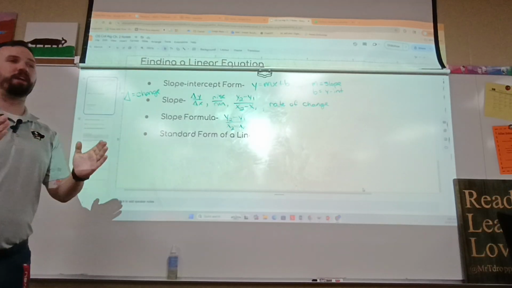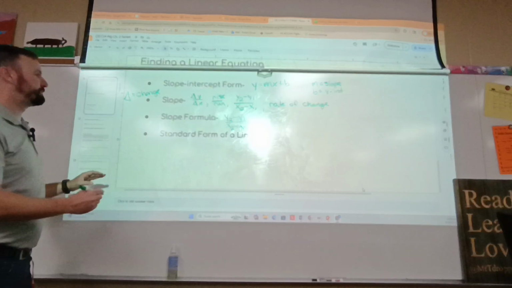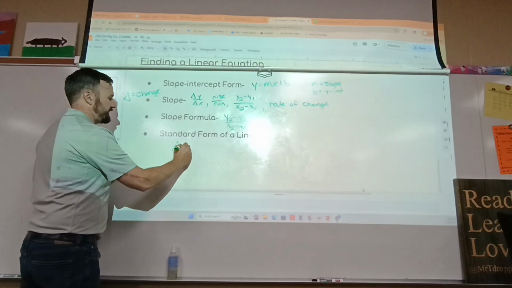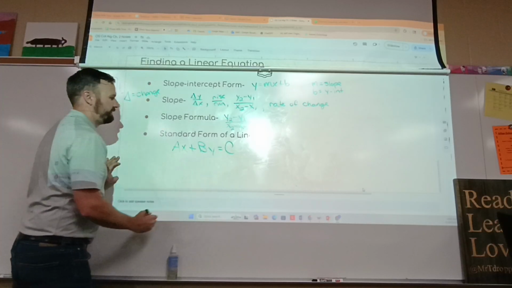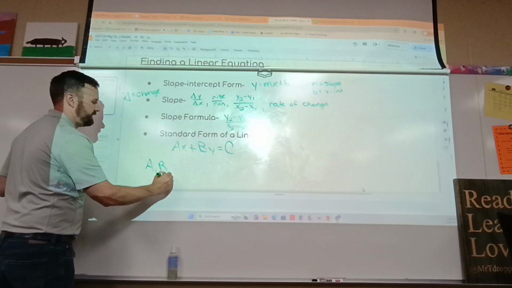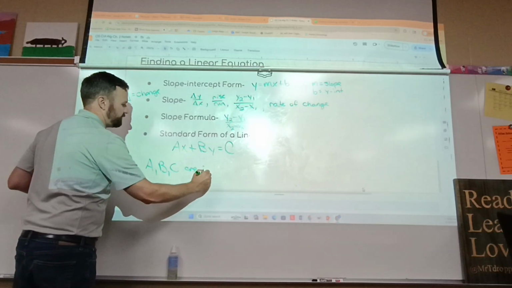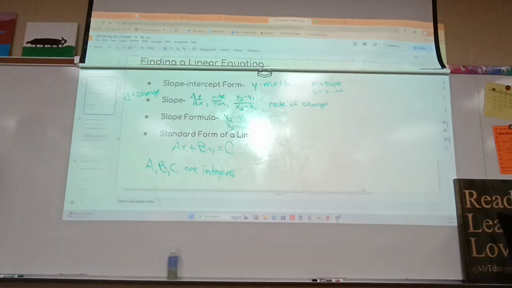Cover your ears, internet people. The standard form of the line is one of the most pointless things taught in mathematics. Don't know why it's such a big deal. But it's ax plus by equals c. A, b, and c are all integers. You can't use fractions when you do it. I'm pretty sure I don't ask you any questions about converting something to the standard form.